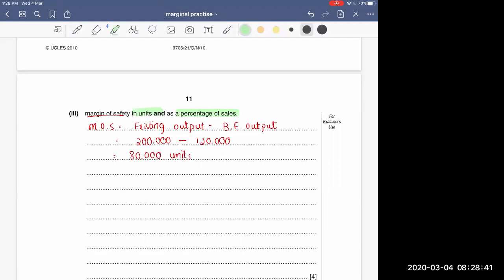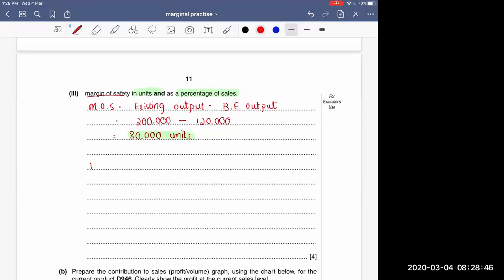Phir value mein nahi kaha, lekin percentage mein bola hua hai. Margin of safety as a percentage of sales. So margin of safety in units divided by total sales in units into 100, we can calculate margin of safety. The margin of safety is 80,000 divided by total sales is 200,000 into 100. That makes 40%. That means hamara margin of safety hamare total output ka, total sales ka 40% hai.